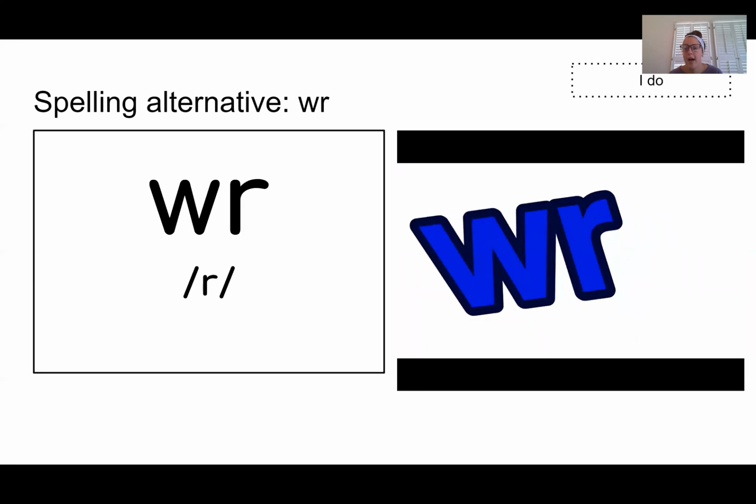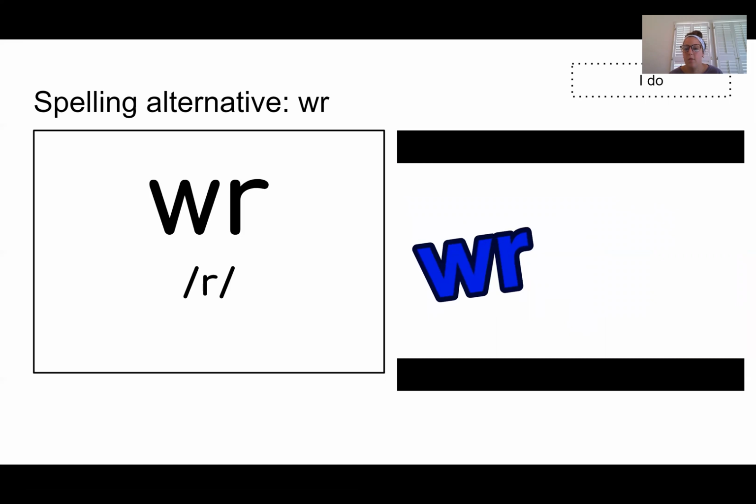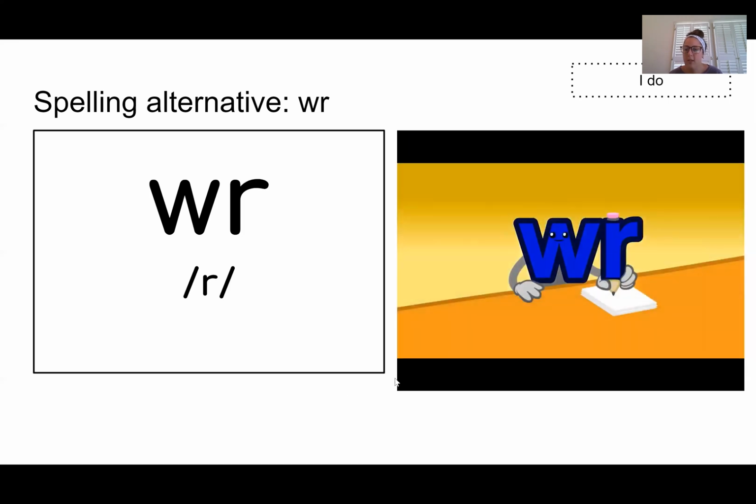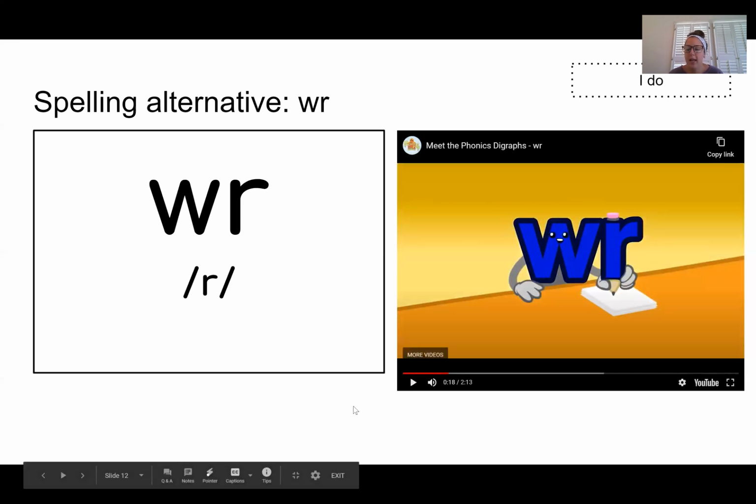R. R, R. R, R, R, R, R. R. Very good, second graders.